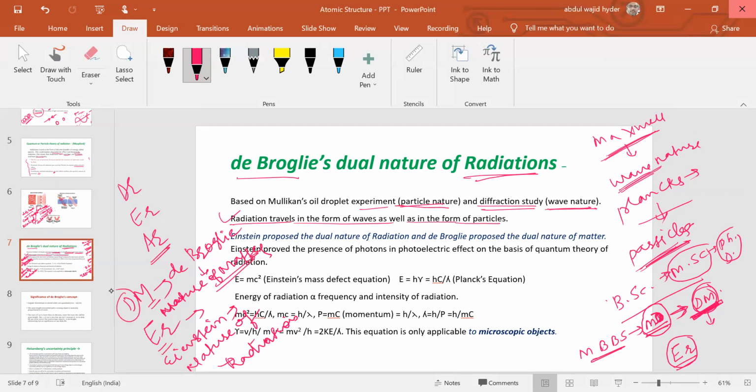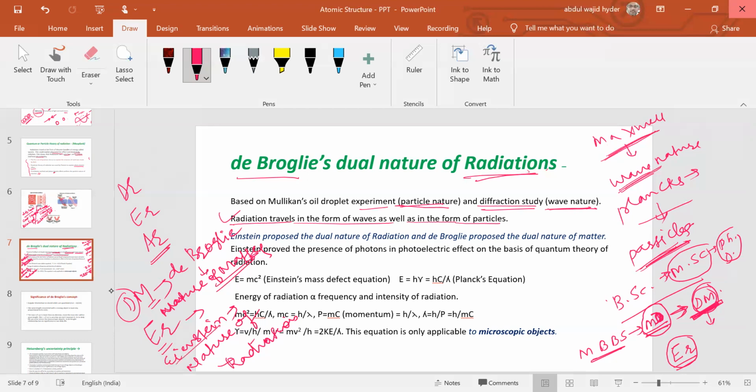But here you wrote de Broglie's dual nature of radiation. So technically it is wrong. Dual nature of radiation was given by Einstein. But here in general we will be writing de Broglie's dual nature of radiation. So that's not the true one. This question they ask in different entrance examinations. That's why I'm stressing a lot on this.